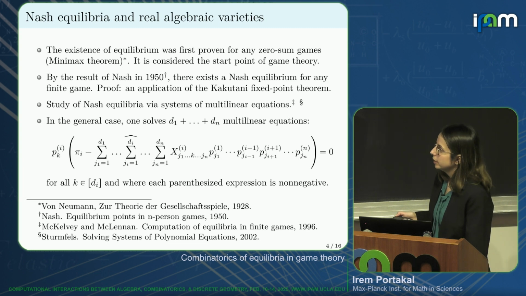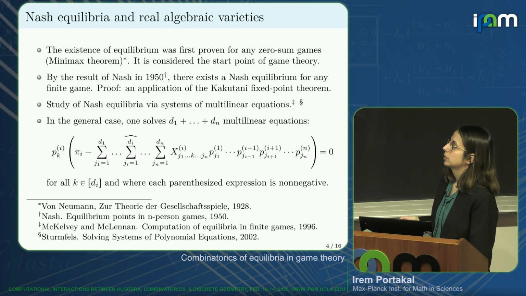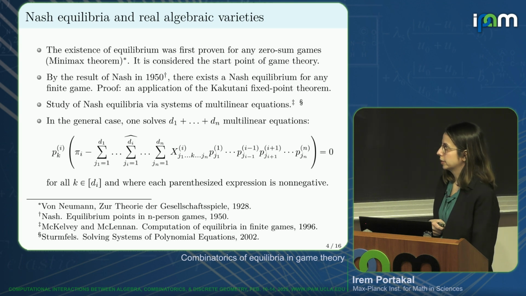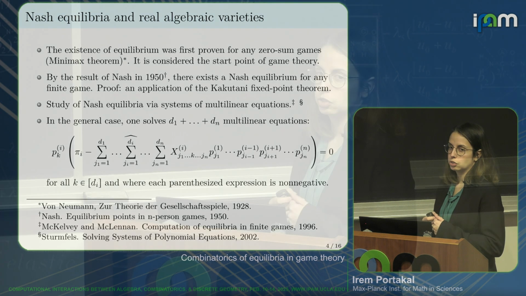After solving these d1 plus dot dot dot dn multilinear equations, you still need to check some non-negativity conditions. So you still need to check these parenthesized expressions to be non-negative, and this was a probability, so this needs to be already non-negative. So it's not purely algebraic, but it comes with a bit of a combinatorial case-by-case checking complexity.